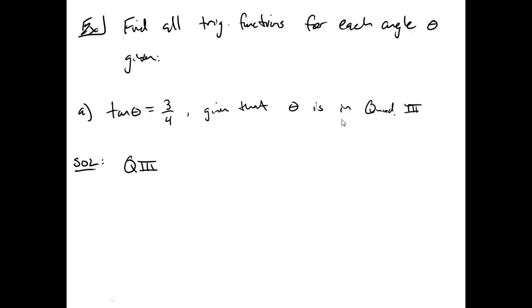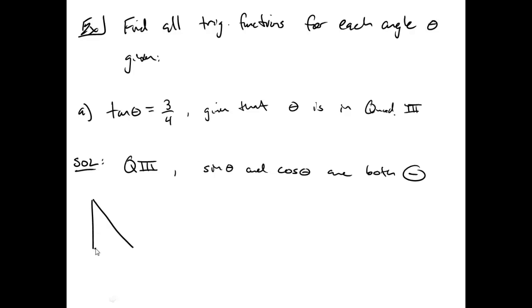Alright, and since we're in quadrant 3, that tells us that sine and cosine are both negative, because tangent's positive in quadrant 3, so sine and cosine are both negative there. So that's one thing we know. From there, I would draw a right triangle, and I would use right triangle trig to help me out here.